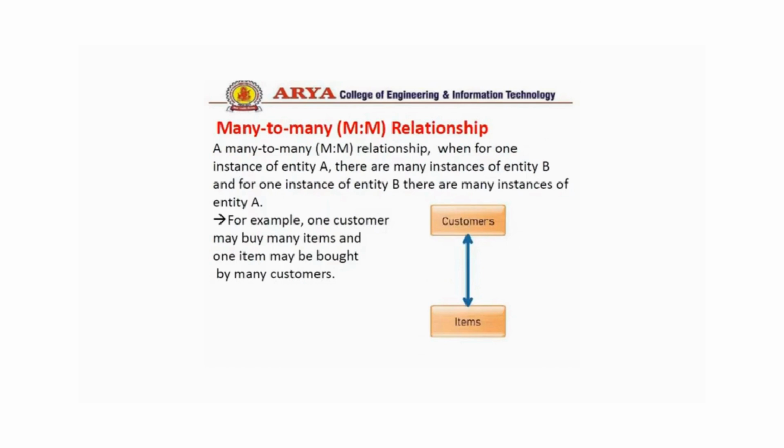Now we discuss many-to-many relationship. In a many-to-many relationship, for any instance of entity A, there are many instances of entity B available, and for one instance of entity B, there are many instances of entity A available. For example, a customer can buy many items, or many items are bought by many customers. That type of relationship is called M:M, or a many-to-many relationship.